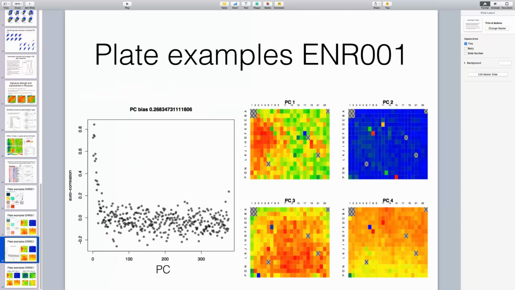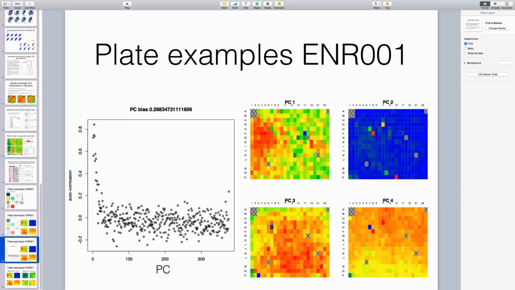So for this plate, for example, if I rank the principal components by their variance from 1 to 384, and then plot their autocorrelation, we can see that the first 10 or so principal components show a clear increase in autocorrelation. And then after that, the autocorrelation of the principal components is actually fairly low. It's median around 0.